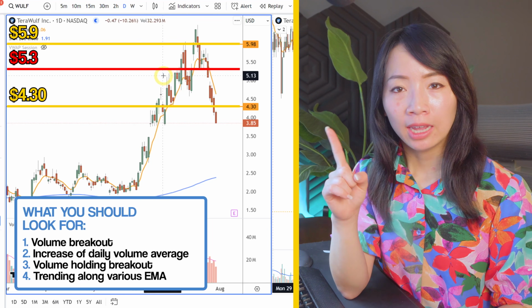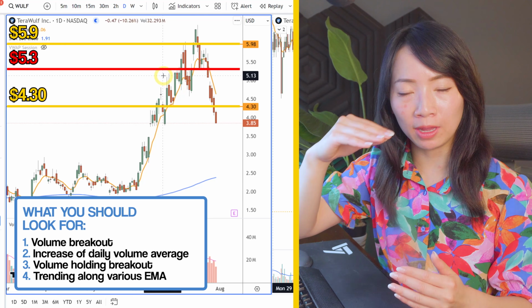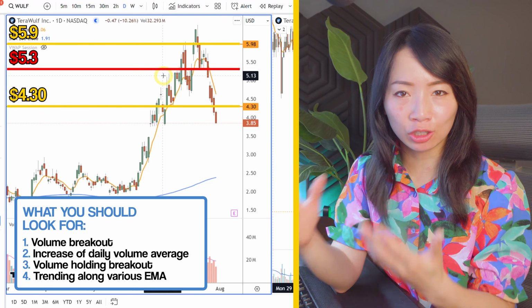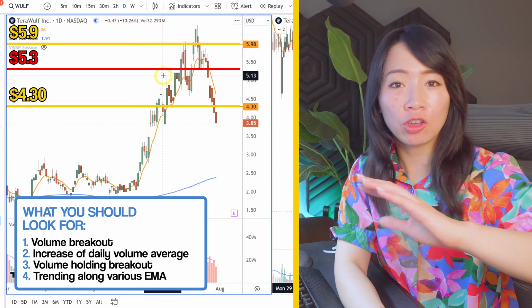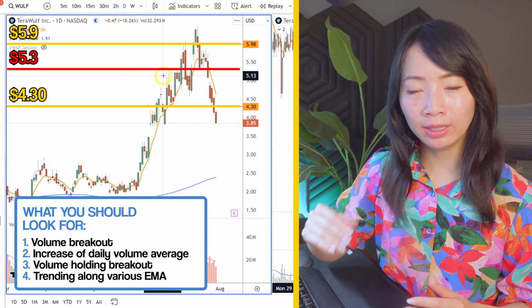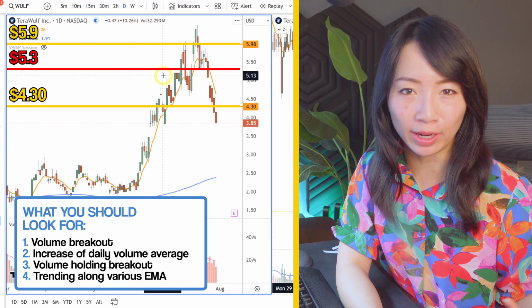Volume breakout, an increase in volume average on the daily. Again, you want the volume to be consistent somewhat, holding the breakout. And you want to see the stock trending along various EMAs such as the one I use. You can use your own, that's okay. Again, you want all of these different points to line up to form your trading thesis, especially for swing trading.